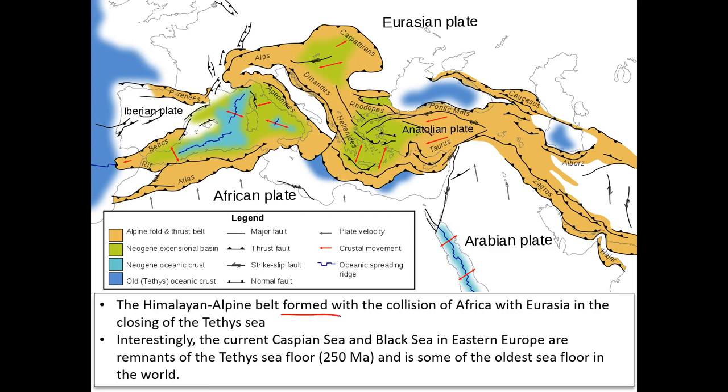The Himalayan alpine belt formed with the collision of Africa with Eurasia, the closing of the Tethys. The current Caspian Sea and Black Sea in Eastern Europe are the remnants of the Tethys seafloor. 250 million year old seafloor there. It's the oldest seafloor in the world.